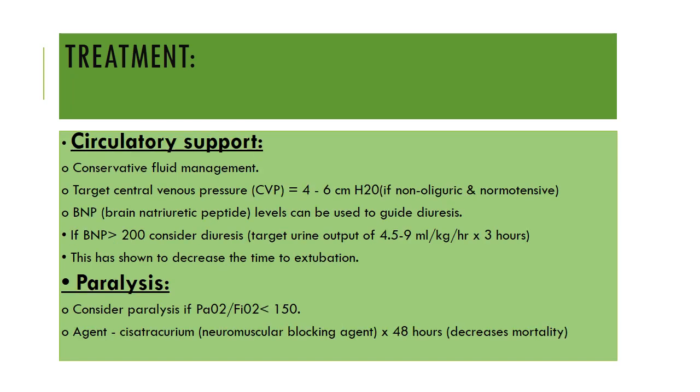So for circulatory support, we need to do appropriate fluid management. The target central venous pressure should be kept at 4 to 6 cm of water in a non-oliguric and normotensive patient. BNP levels should be used to guide the use of diuresis. So if BNP is more than 200, then you need to diurese the patient, and the target urine output should be kept between 4.5 to 9 ml per kg per hour for 3 hours. And this has been shown to decrease the time to extubation.